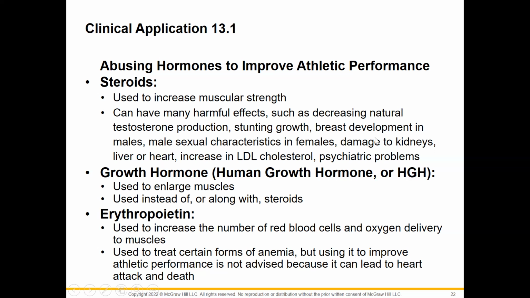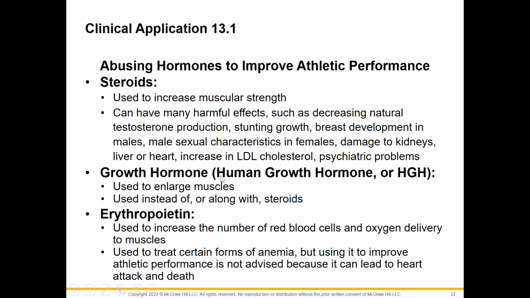It can cause moobs, or man boobs, breast development in males. It can cause male sexual characteristics in females, like bigger muscles, a hairier body, more facial hair, more chest hair, deepening of the voice, those types of things. It can cause damage to the kidneys, liver, and heart, increase bad cholesterol, and cause mental and emotional problems. I'm sure you've heard of roid rage, where people fly off the handle with very little stimulation because they're on testosterone. So that's what happens with steroids.